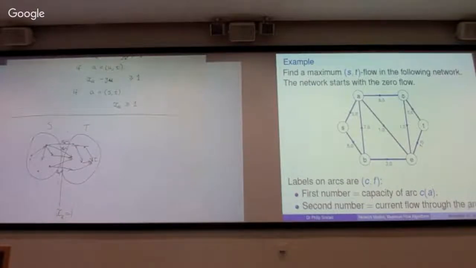And all the other arcs that are within, or that go back, or that are within here, I want their XAs to be 0.